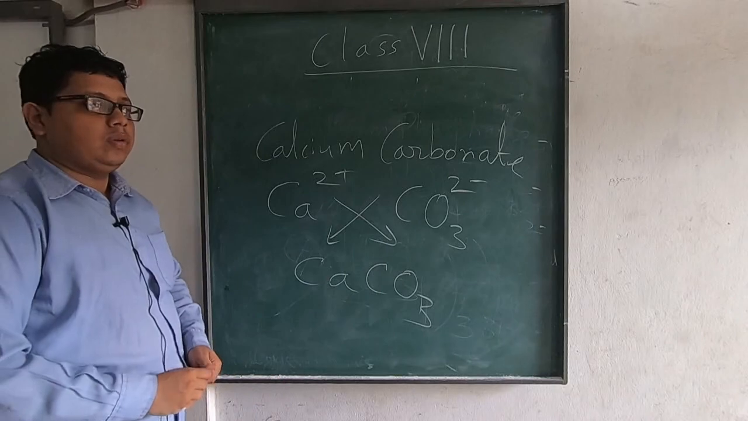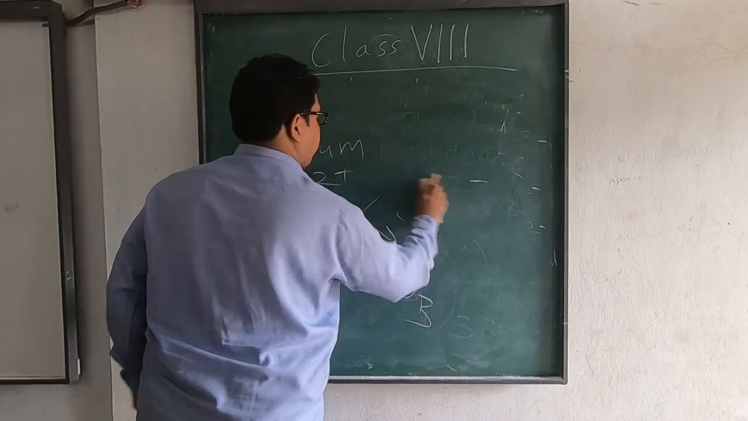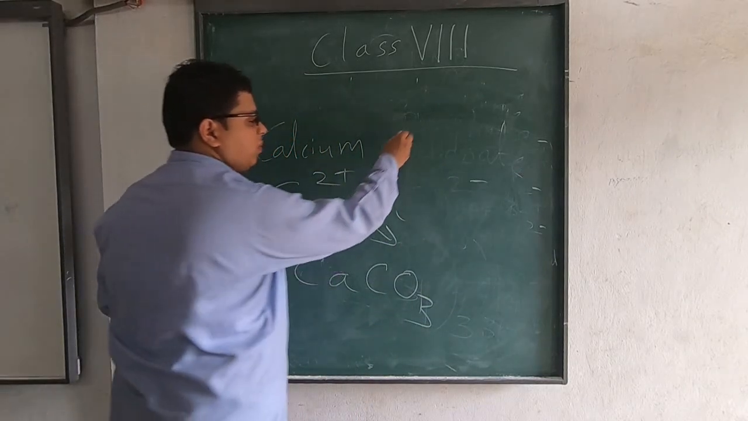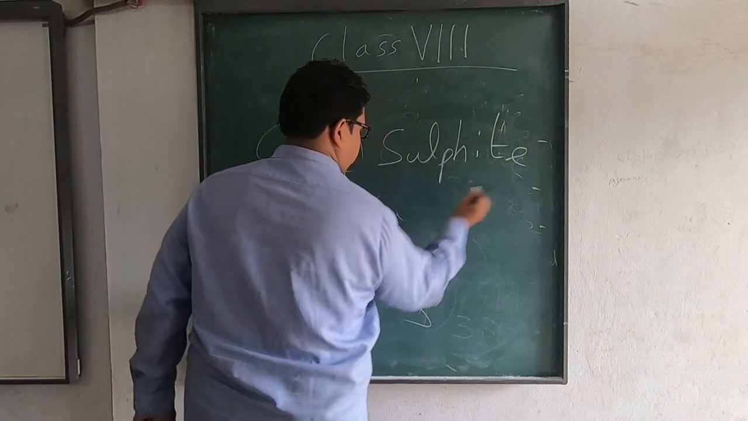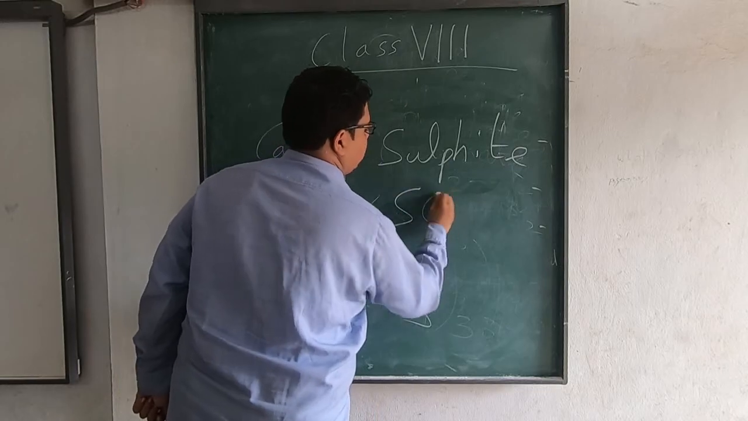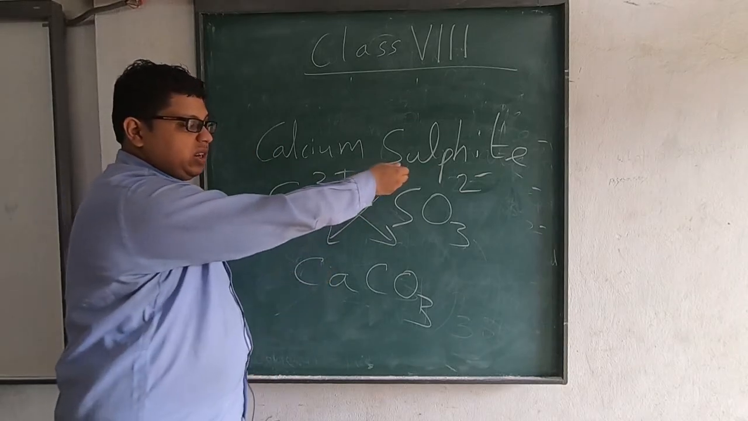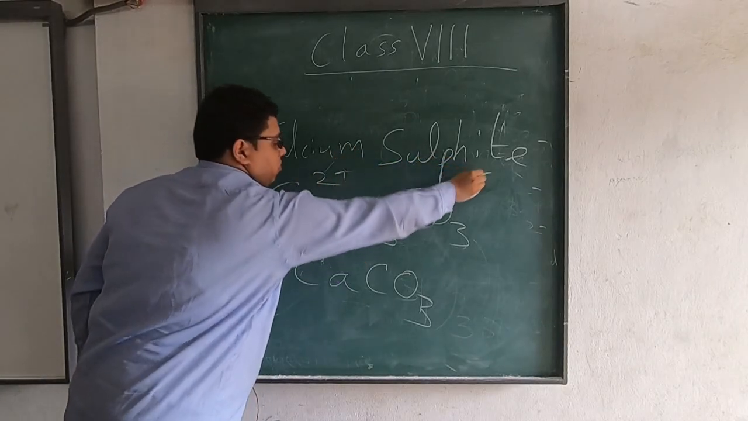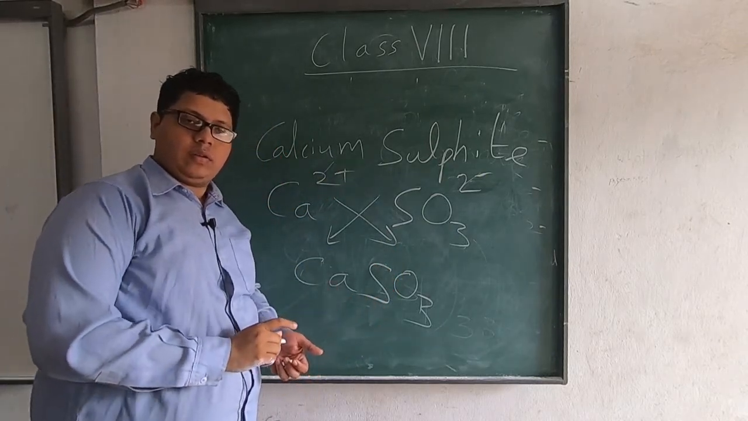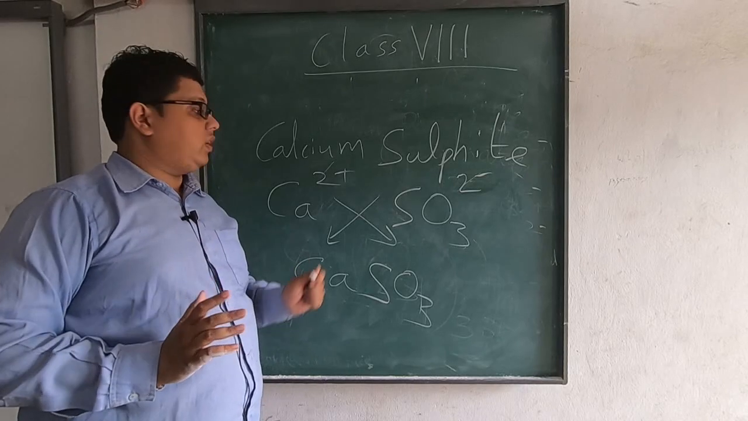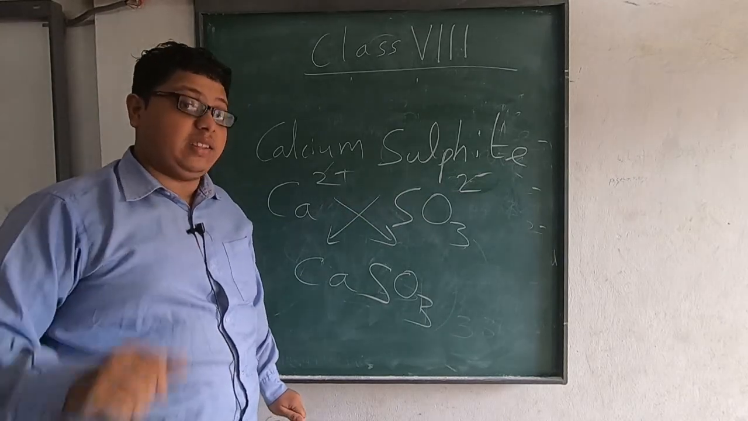Nothing to write below. In a similar way, if I see calcium sulfite, simply we will change it to SO3, 2 minus. Again, 2 plus and 2 minus, same. We will cancel them out. And here, we don't have to write anything else. Now, sometimes it will not be exactly the same. But sometimes one is divisible by the other. Let's see that example.